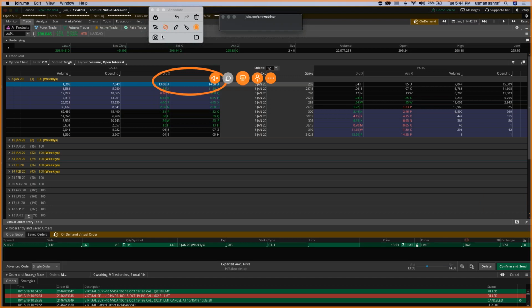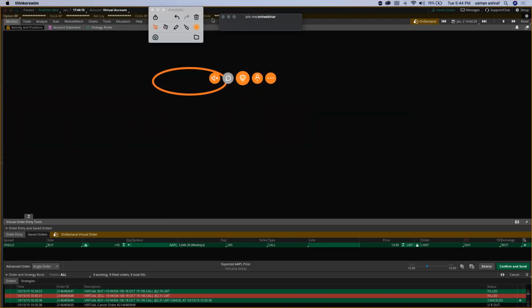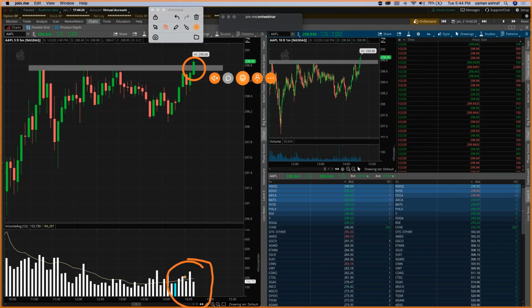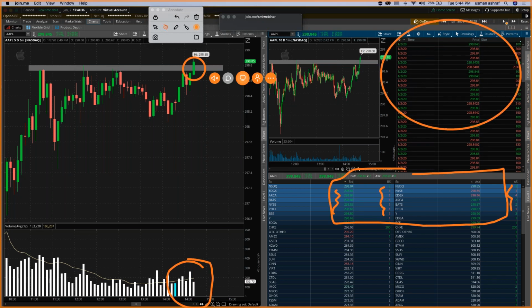The thing is that you're already trying to process so much information when it comes to level 2, right? Because you have to know your key levels, right? You need to keep an eye out on your volume, and then you're watching things like the spread, you're watching these colors change, you're watching the size of the bid and the ask, and then you're watching those orders go through, right?